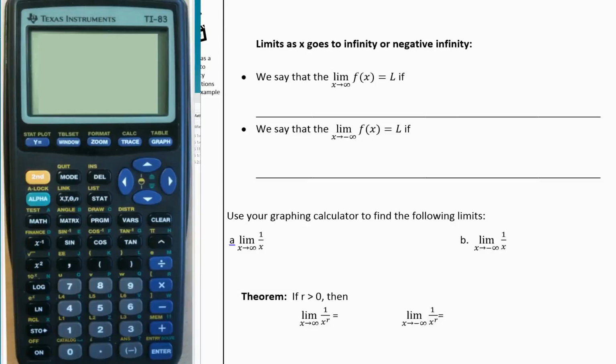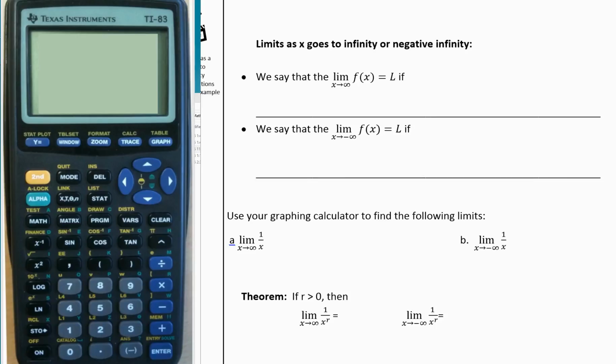Now we're going to talk about what happens as we take limits as x goes to infinity or x goes to negative infinity. So here we're saying if we look at the graph as x goes all the way to the right toward infinity, what happens to the y values? Or similarly, as x goes to the left or to negative infinity.